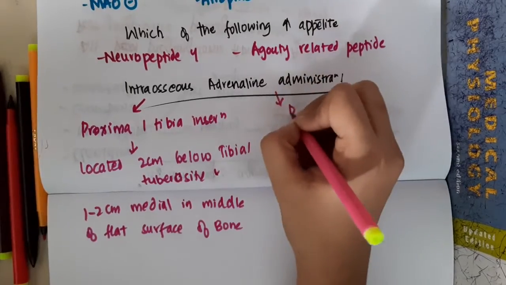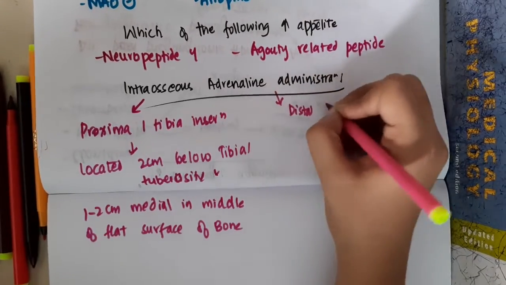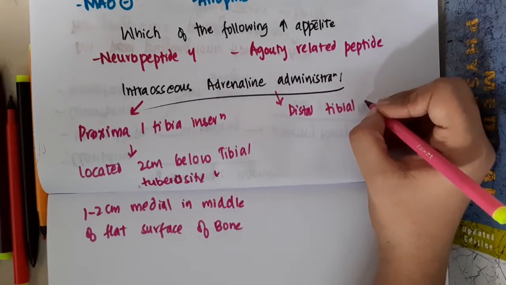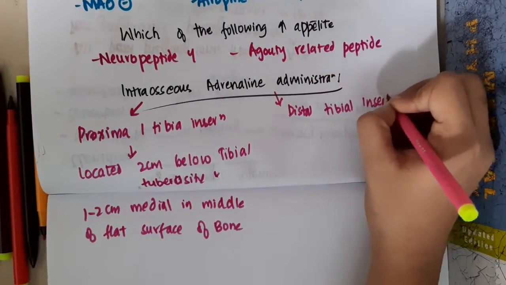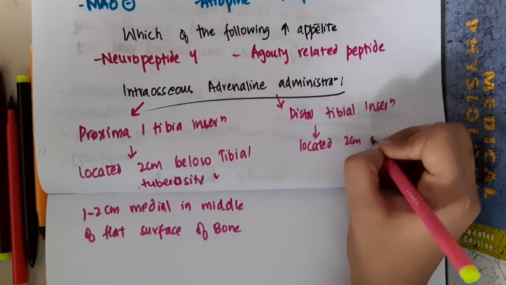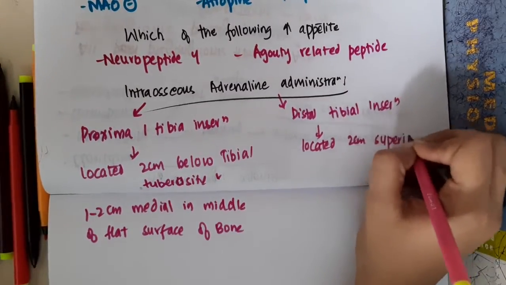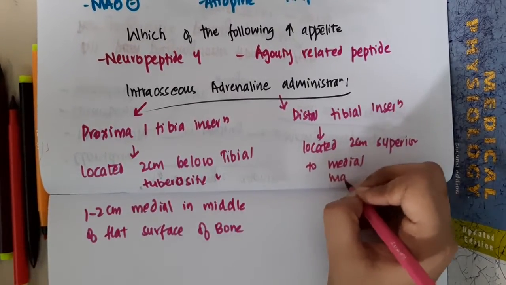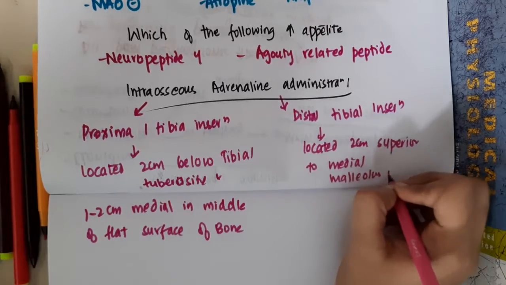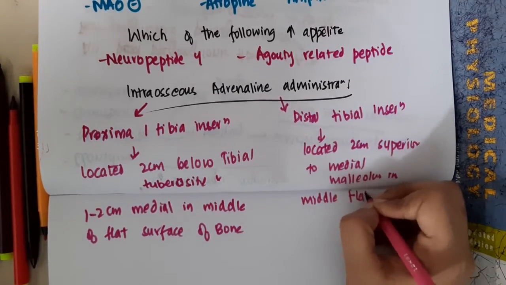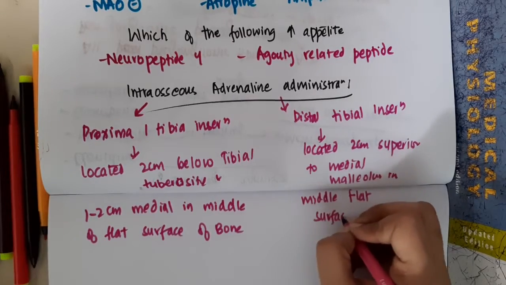Then we have the distal tibial insertion. We can also give intraosseous adrenaline administration at the distal tibial insertion. The distal tibial insertion is located 2 centimeters superior to the medial malleolus, in the middle of the flat surface of the bone.